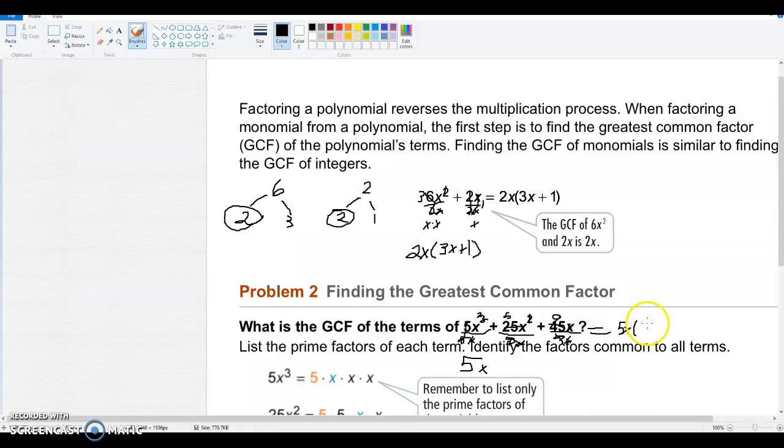So our answer would be 5x, open parenthesis, x squared plus 5x plus 9.